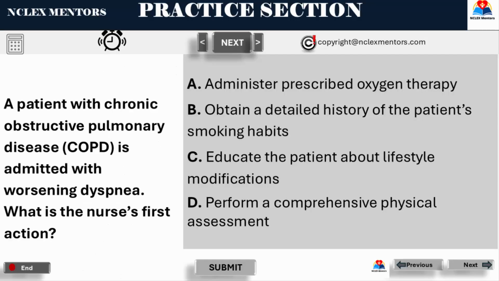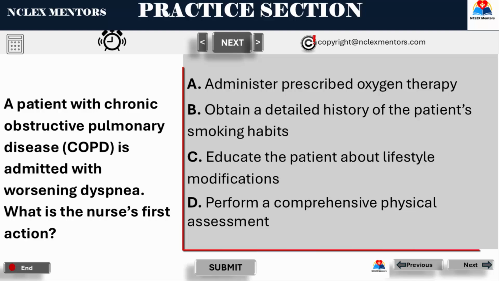Let's see another practice question now. Take a deep breath and focus, because this one is an important one for your NCLEX-RN prep. A patient with chronic obstructive pulmonary disease, COPD, is admitted with worsening dyspnea. What is the nurse's first action?